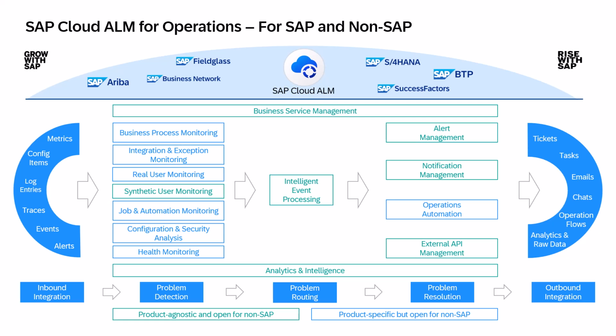Business Service Management can be considered an umbrella. It helps you group your services, manage status events, and use availability information of your services from SAP for Me within SAP Cloud ALM for Operations. Finally, analytics and intelligence functionalities span across all the use cases.